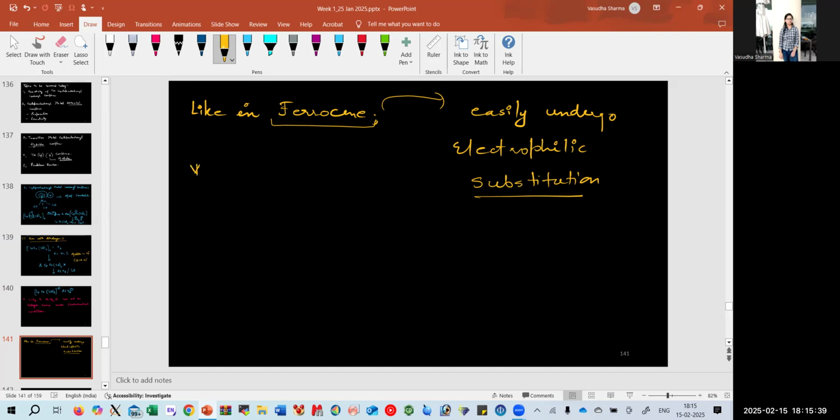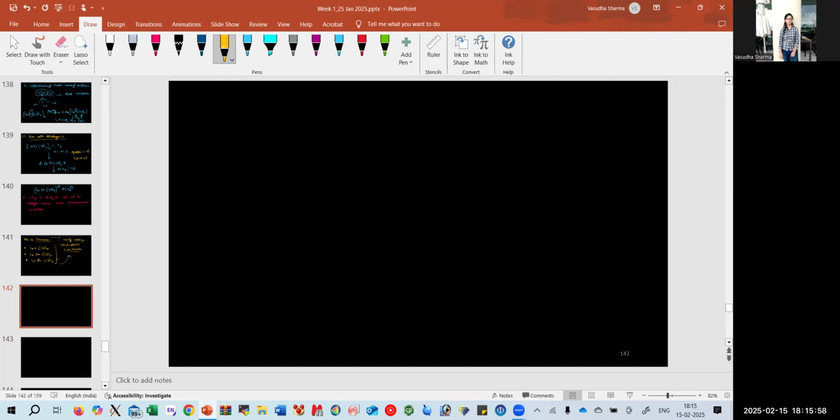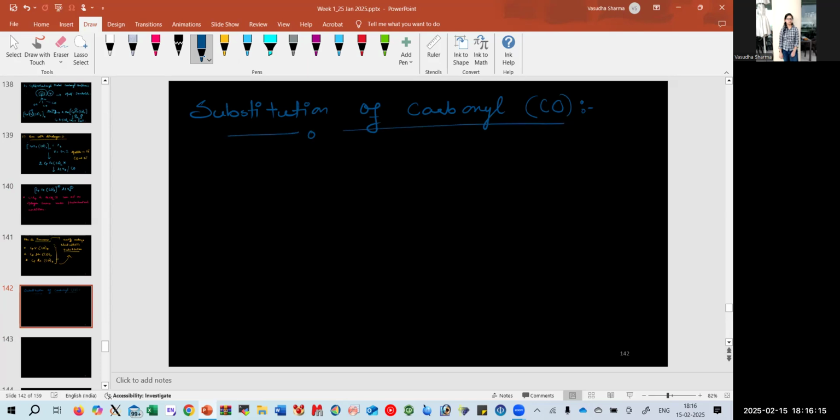Similarly, we have CpV(CO)4, CpMn(CO)3, and CpRe(CO)3. So these also undergo electrophilic substitution reactions like that of ferrocene. Taking one example, we are going to see the substitution of carbonyl group. When we have a half sandwich compound, where carbonyl is a ligand bound with the metal center, can it be substituted with some other ligands?